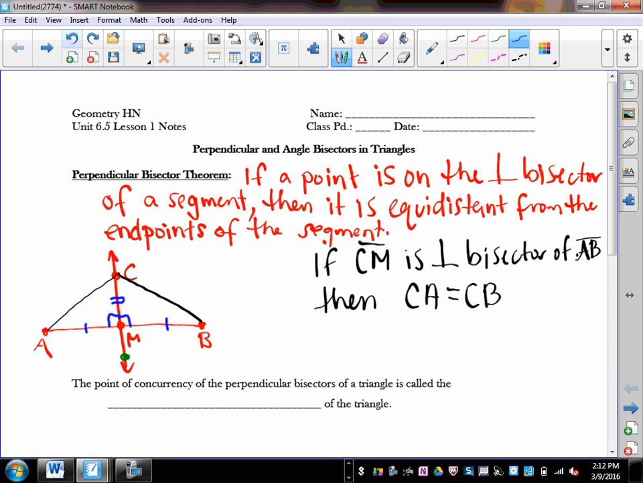Alright, so with this we can say that the triangles are congruent. We can say triangle CAM is congruent to triangle CBM. What about hypotenuse leg? Although our hypotenuse is what we're trying to prove is congruent, so we can't use that. And we know this by side angle side. So then through CPCTC, we could say that CA is congruent to CB. So pretty quick and easy. All right, questions on that?